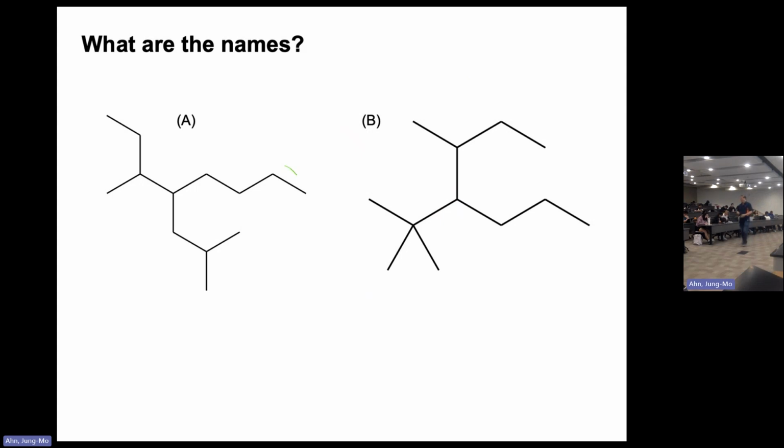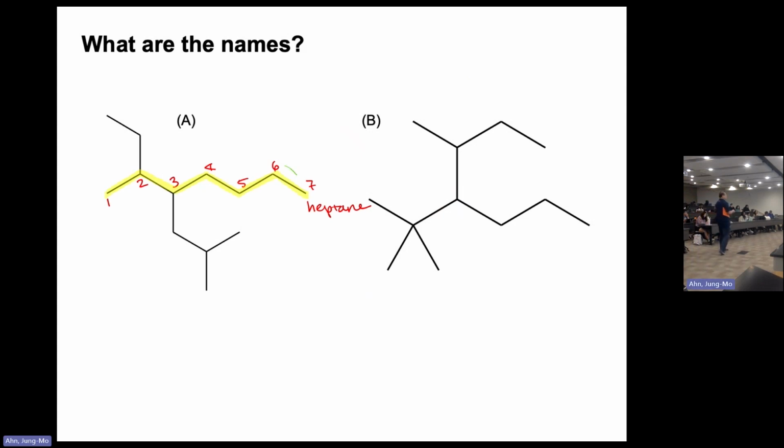What's going to be the name of this one? So what we're going to do, longest chain again. What will be the longest chain? How many carbons in there? Should we go this way? 1, 2, 3, 4, 5, 6, 7. Like this.